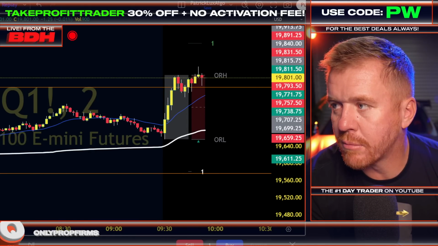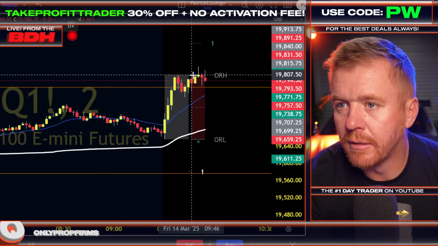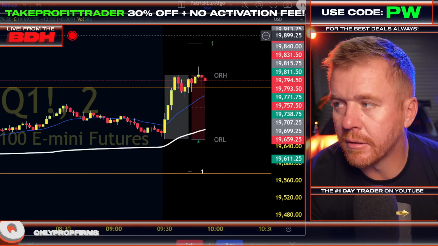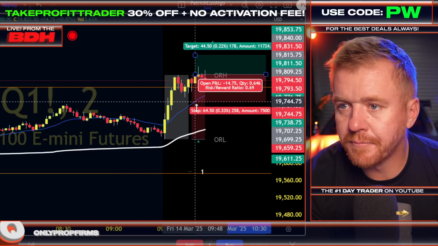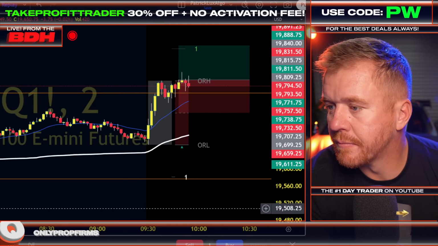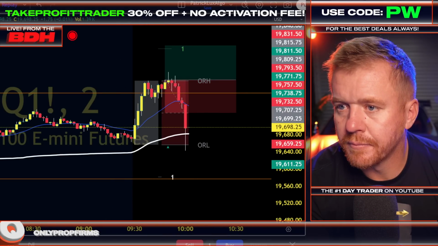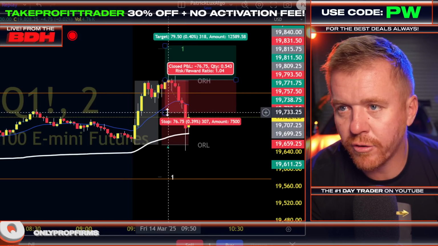All right, we got an opening range break to the upside here. Looks like kind of a fake out already. But let's say we go long right here. Stops to the middle of the 15-minute range. And we would have been stopped out, clearly. So stopped out on that trade there.